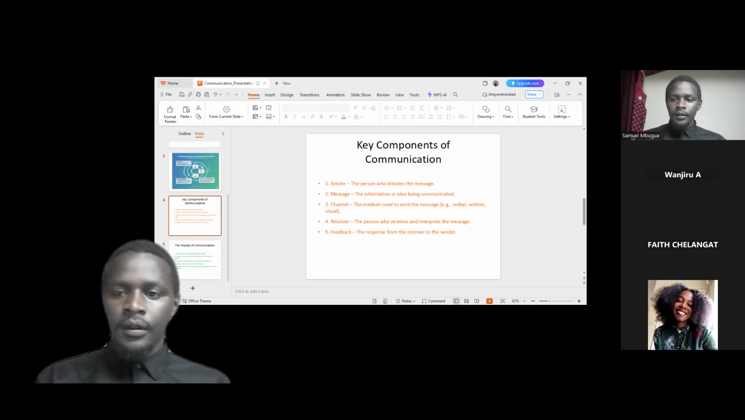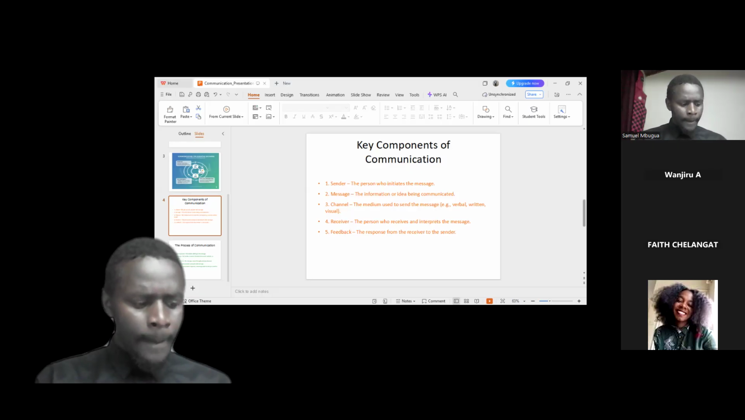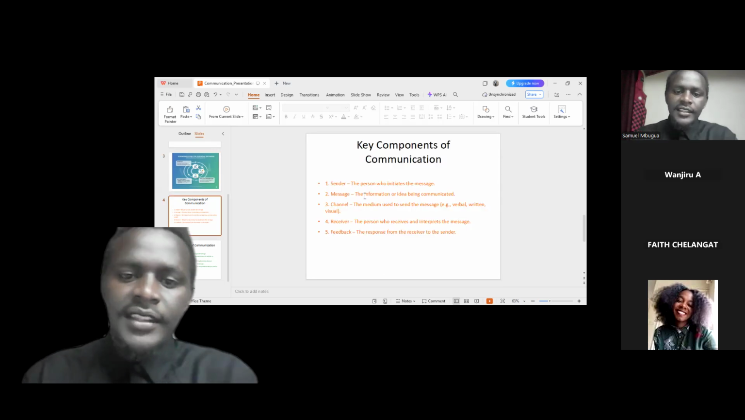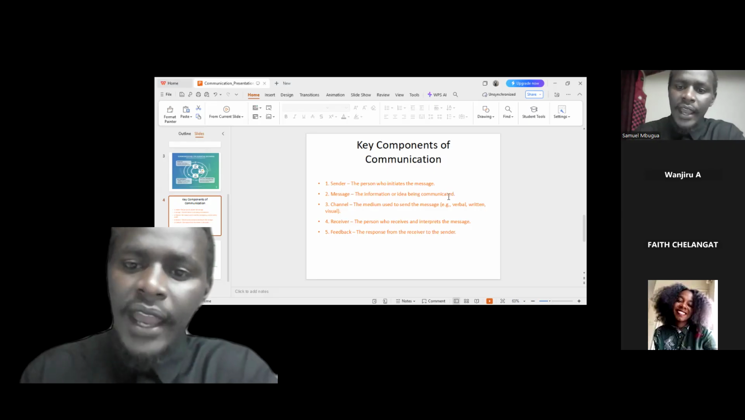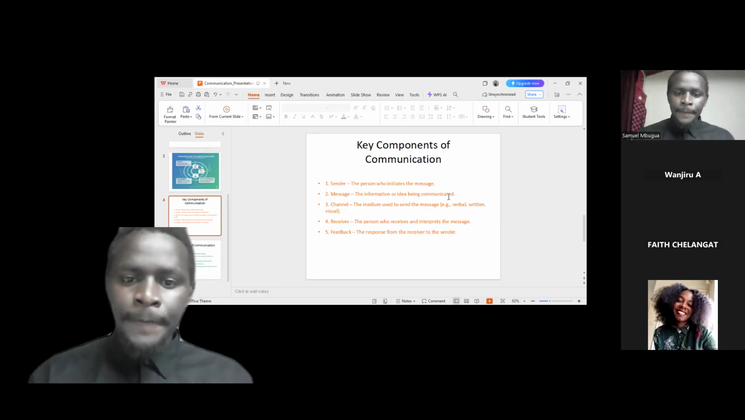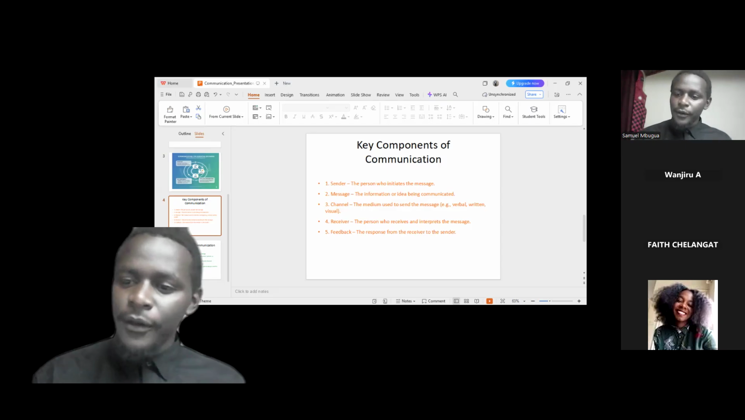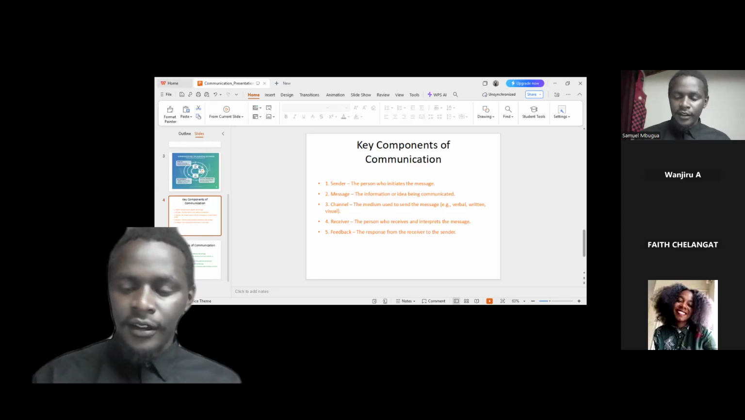Okay, Poisho, can you read about the message? I can read about the message. The information or idea being communicated. Yes, the message is the information or the idea that is being communicated. Okay, Oliver, are you with us? Show me a thumbs up if you are with us. Okay, so we can go to the third one.